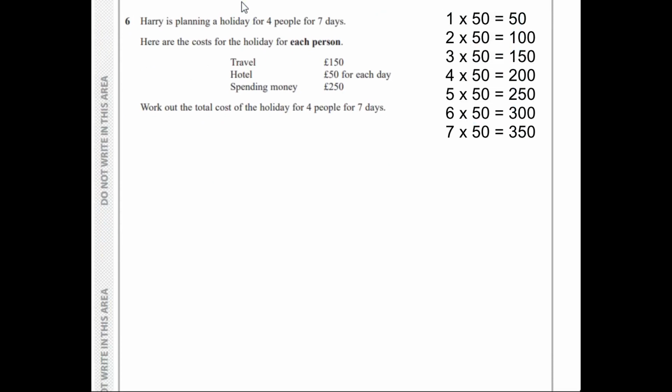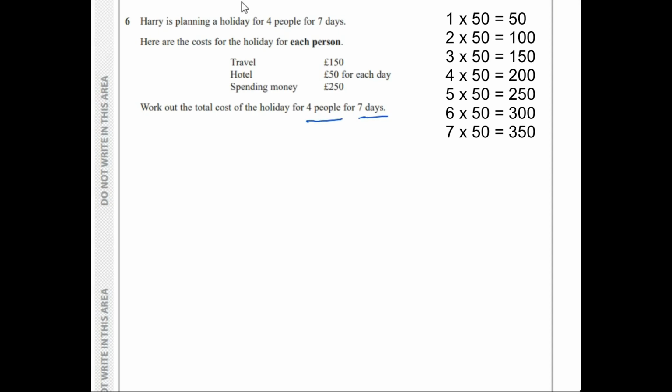Harry is planning a holiday for 4 people for 7 days. Here are the costs for the holiday for each person. Note each person is in bold, so that's a very important part of the question. So we have travel is £150, hotel is £50 for each day, and spending money £250. Work out the total cost of the holiday for 4 people for 7 days.